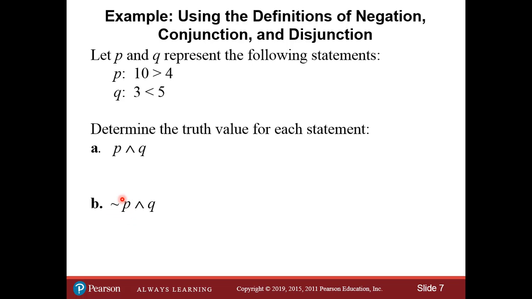What about this one? Is not P true? Well, if P is true, which we know it is, then not P is false. And therefore, the whole thing is automatically false, because remember, the only time an and statement can be true is if both statements connected are true.